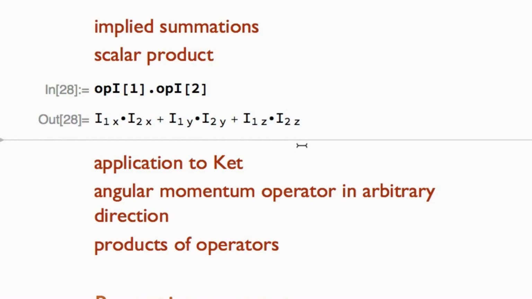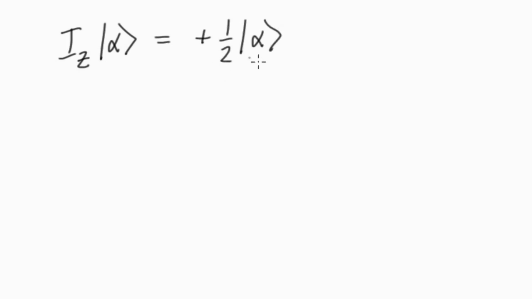So what I've been talking about so far is the definition of operators. What can one do with those operators then? We had an example of that already. If we have a single spin system, when we apply the z angular momentum operator to the state alpha, we should get the state alpha back again multiplied by its eigenvalue, which is plus 1/2. So SpinDynamica knows how to do that.